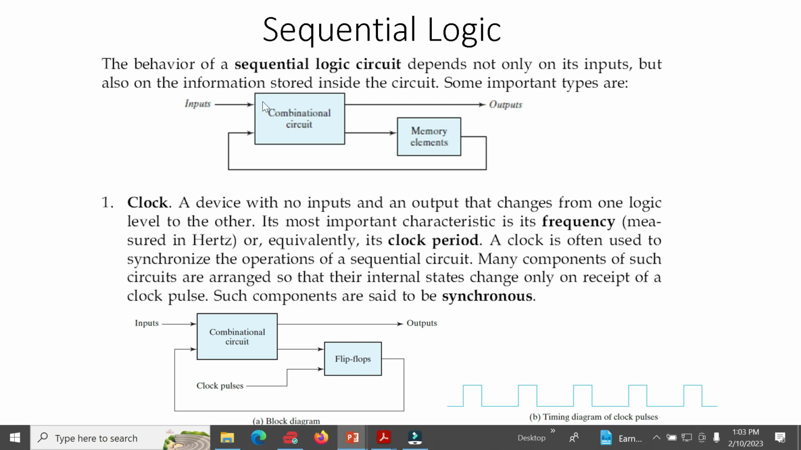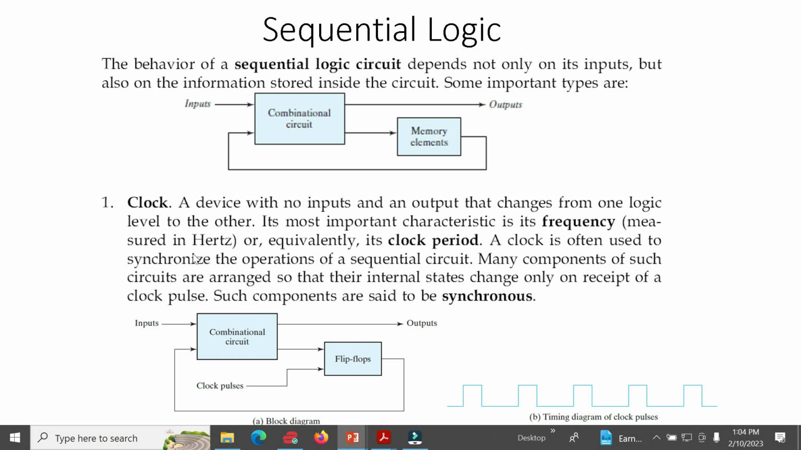One thing in this figure, you have your combinational circuit here with the inputs, and the memory elements will feed back and go as an input to the combinational circuit. Whatever information is stored here will be fed as an input, and by then we'll get our output.